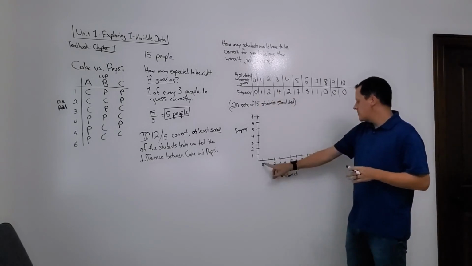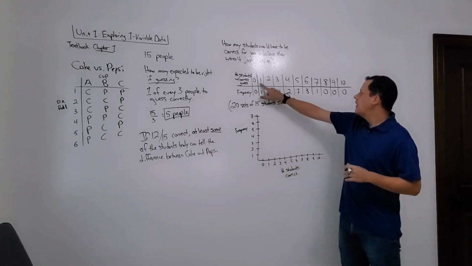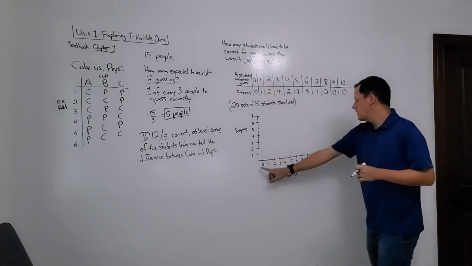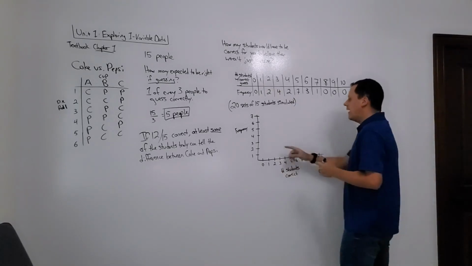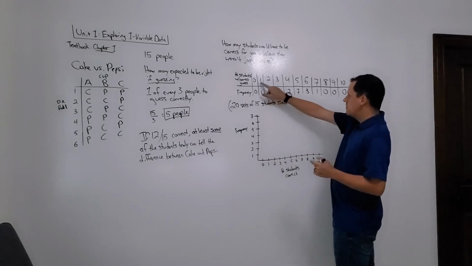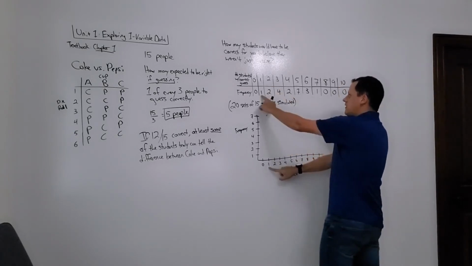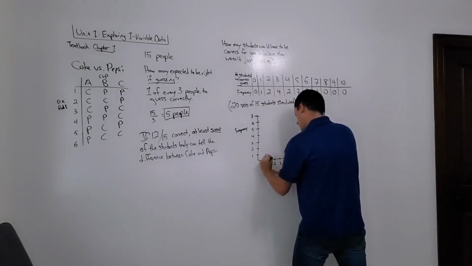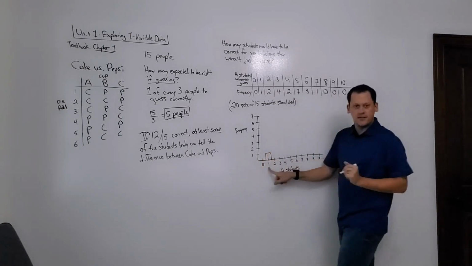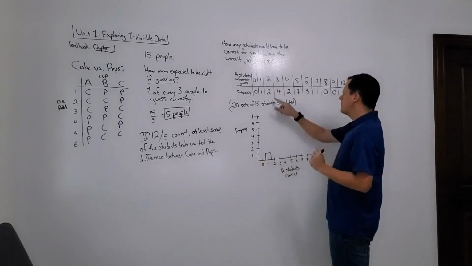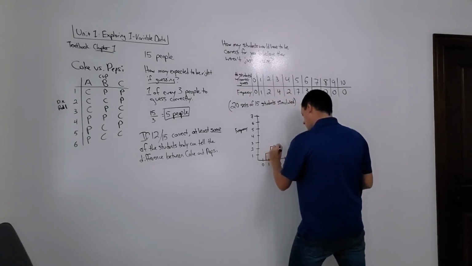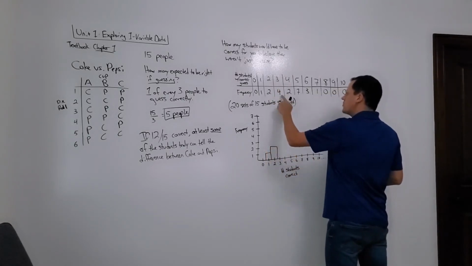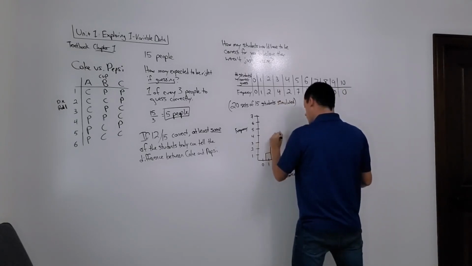0 happened no times, so there's not going to be anything there. 1 student got a correct guess once, so the number of students that are correct is across my x-axis here, and the frequency is on the y-axis. So with 1 student correct, the frequency was 1. So that gets a nice little bar there. 2 students correct twice. 3 students correct 4 times.